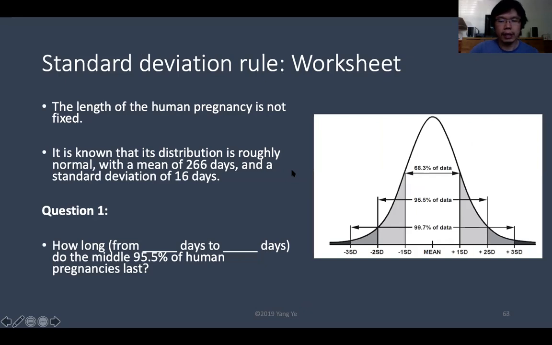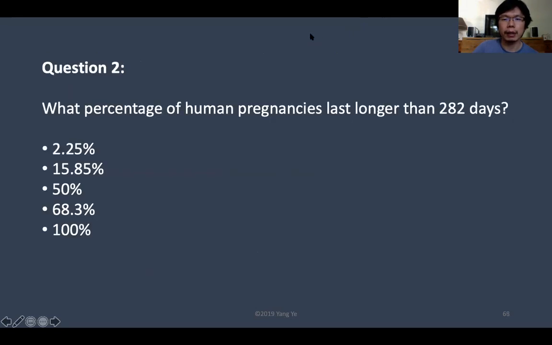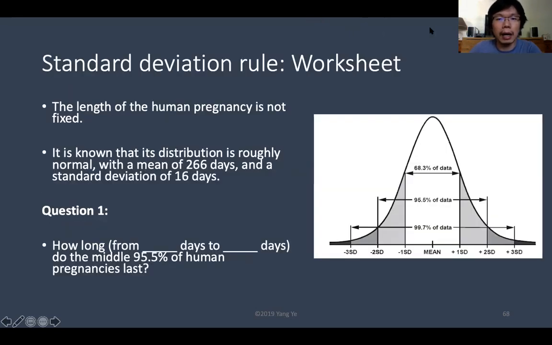So let's take a break and we'll come back at a quarter after 3, okay? And then we'll work on the worksheet to utilize the standard deviation rule to estimate probability of normally distributed data. Okay. I'm going to stop recording and we can come back after the break.